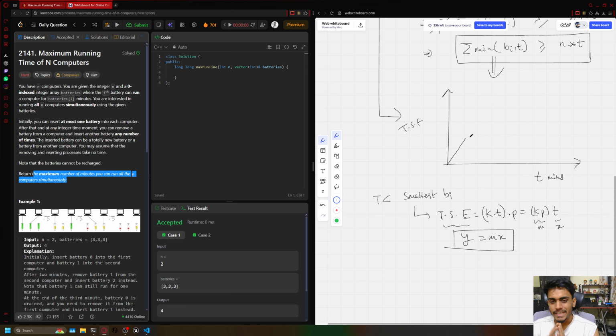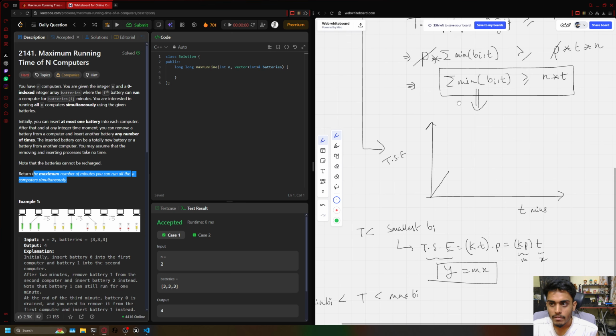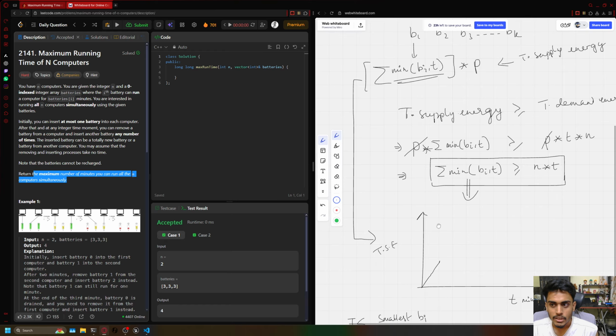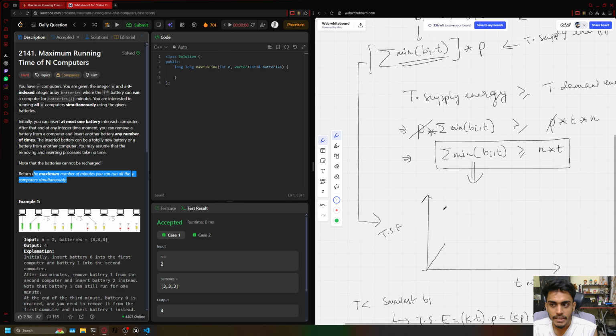So this will increase linearly, just like a line. But as T goes to intermediate values, where T is between the max B of I and the min B of I, it will not be linearly proportional to y, because at some point T will be greater than my B of I. At that time I need to take B of I when doing my total energy calculation. So you can think of some offset being added.